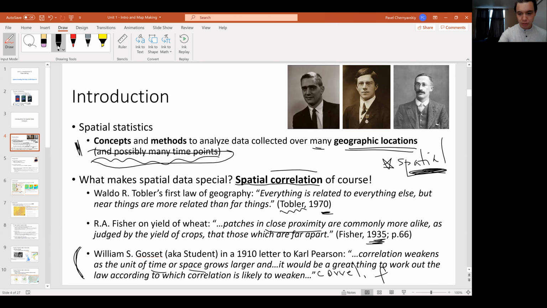Correlation functions. What Gossett is talking about, he notices that correlation decays, correlation weakens. And it doesn't do so randomly, it does so systematically. And he thought that there would be a law, some kind of a law, and think law in mathematical terms, and old-timey mathematical terms at that, right? We're talking 1910. So he is describing a correlation function. He's not calling it that, but in the future, we'll be talking about spatial correlation functions, and I think Dr. Gossett would be proud of us.